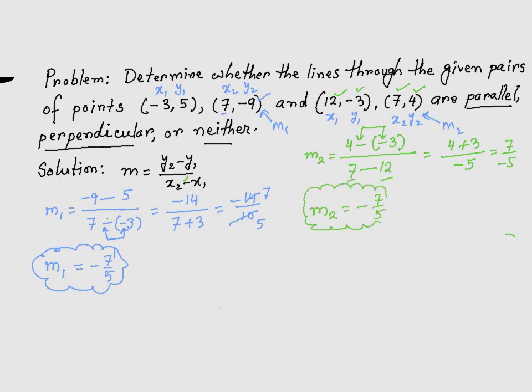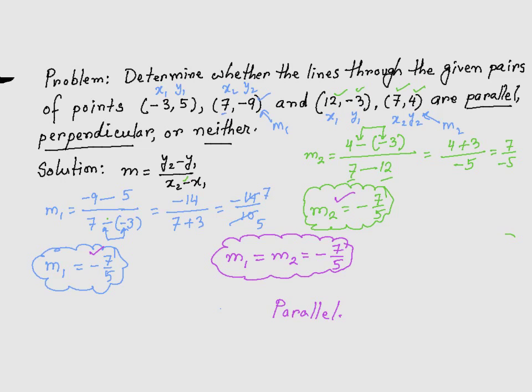Obviously, it's pretty easy to notice that m2 and m1 are the same value. That means m1 is equal to m2 is equal to -7 over 5. That means both of these slopes are equal, which means that these two lines are parallel to each other.